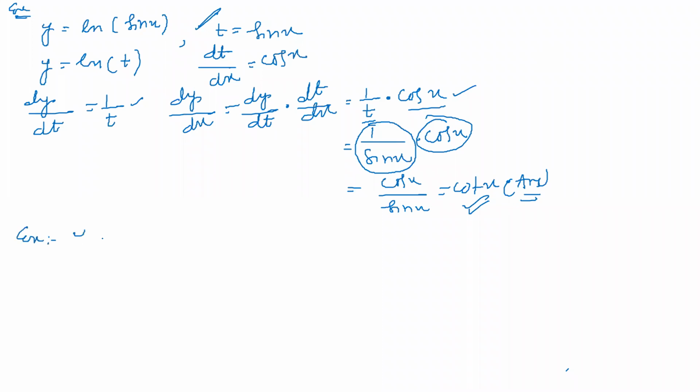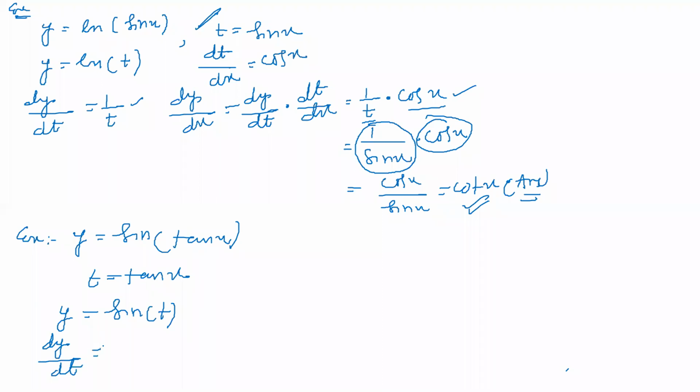Example, let students y is equal to sin of tan x. So which one we have to take as t? Tan x. So t is equal to, we took tan x. Immediately after writing this, you write y is equal to how much? Sin t. Correct? If y is equal to sin t, then instantly what you do? Dy by dt is equal to how much, students? Cos t. And here t is equal to tan x. So dt by dx will be how much, students? What is the derivative of tan x? Sec square x.